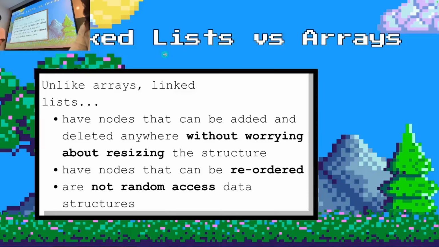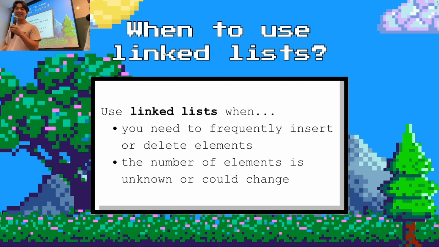Okay. And linked lists, they can be like deleted or added anywhere without worrying about resizing the structure. So that's kind of like the dynamic thing. And they can be reordered, and they're not random access structures. So that's kind of annoying, because to get to a certain element, you have to like loop through the whole thing. So that's like O of n, which we'll learn later. But we'll get to that. It's very inefficient, basically.